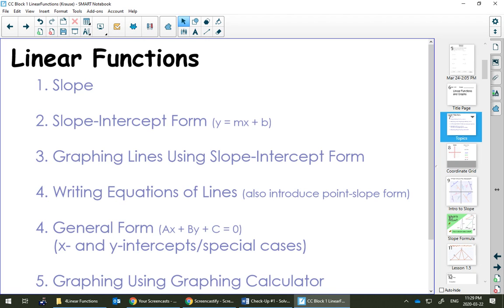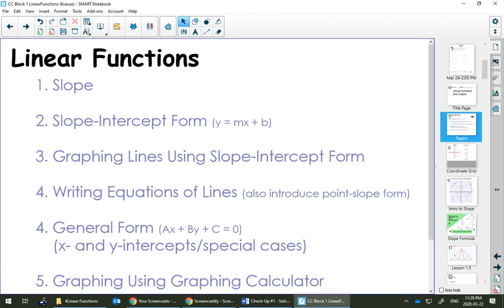We're also going to look at how to take an equation and graph it onto a graph. And then we're also going to look at how we can take a graph and calculate the equation or figure out the equation. We will be doing some work with your graphing calculator as well. So again, you need either a TI-83 or a TI-84 Plus.